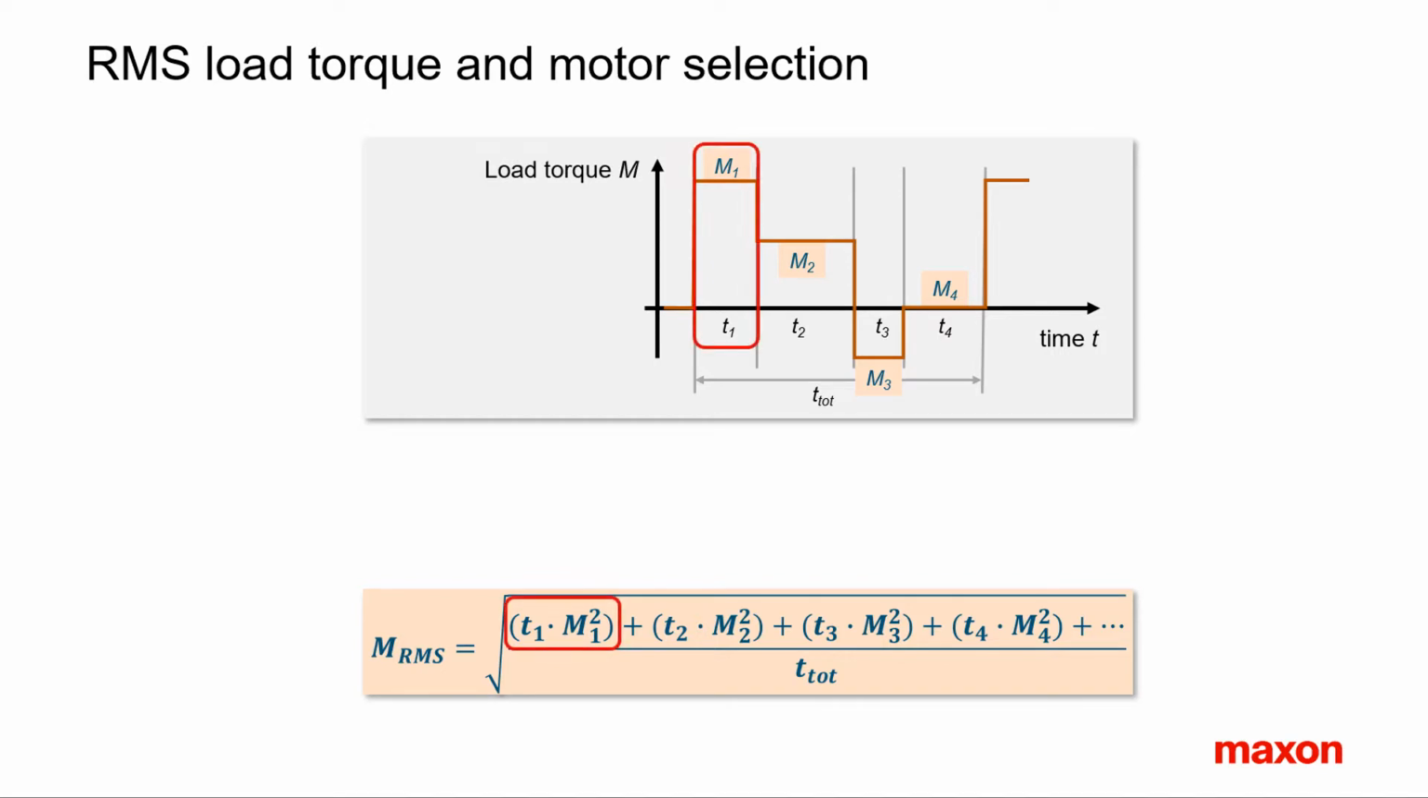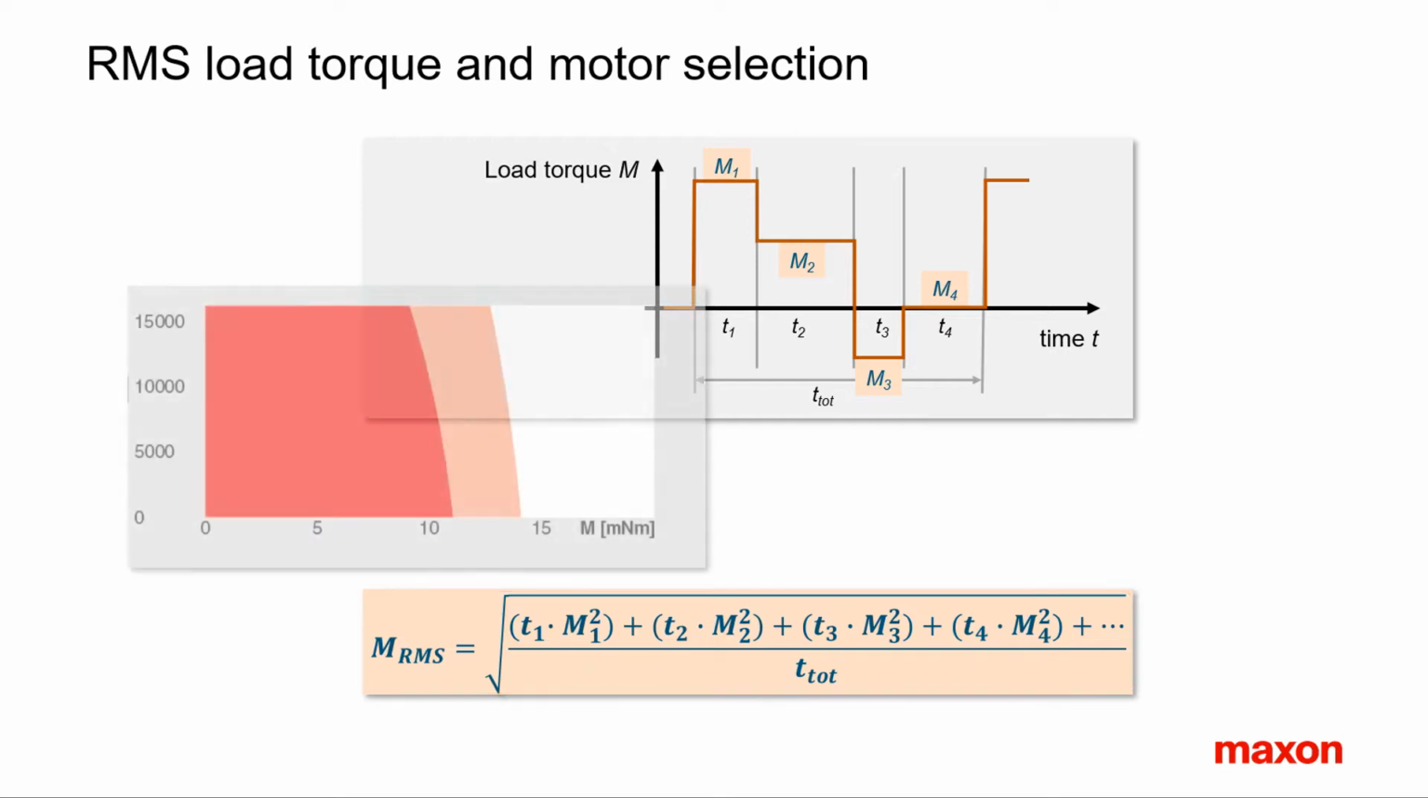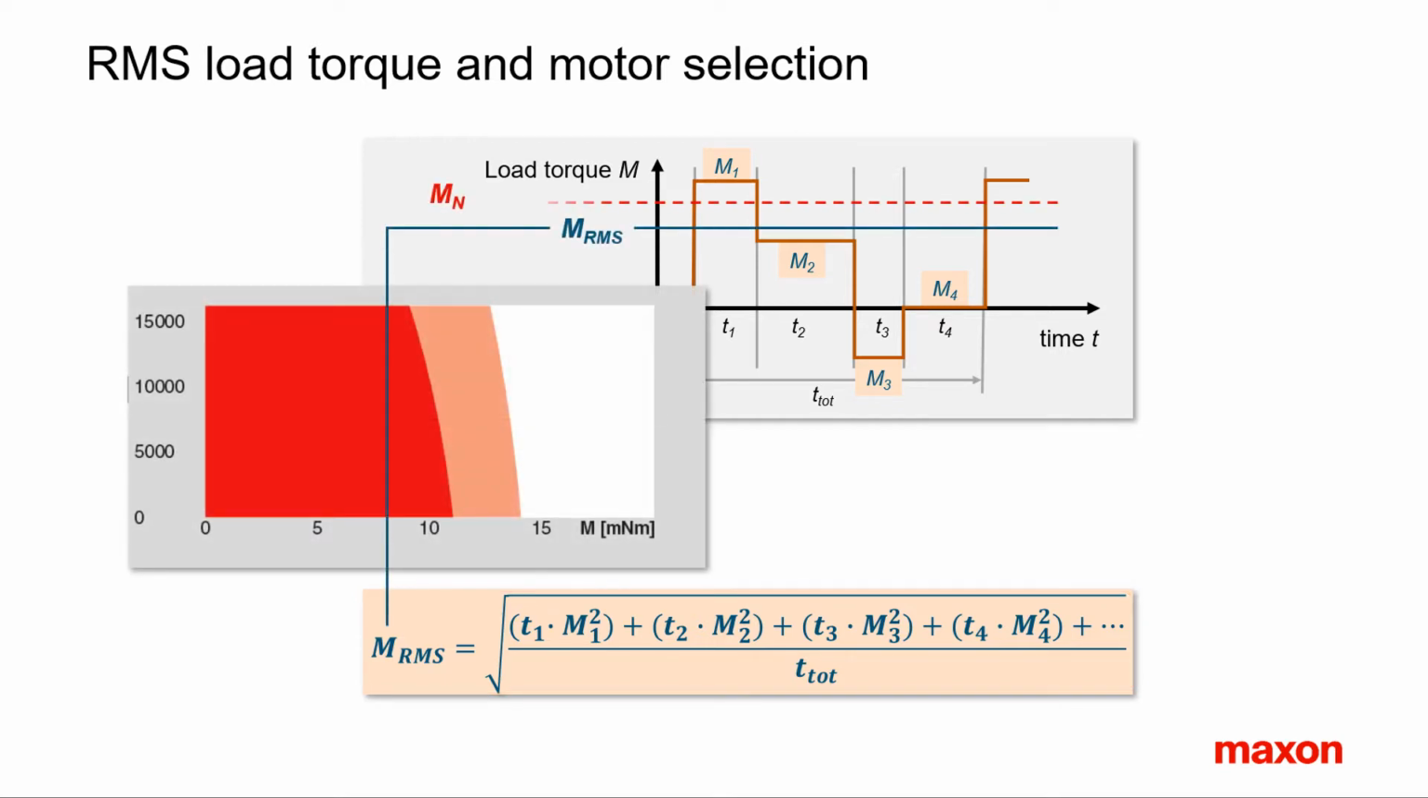Multiply the duration of phase 1 with the square of the torque in phase 1. Repeat this procedure for all the operation phases and sum up all the values. Then divide this sum by the total time of the operation cycle, including dwell. At the end, calculate the square root from this result. For motor selection, the RMS torque value must be smaller than the maximum permissible continuous or nominal torque. That's the right limit of the red continuous operating range.